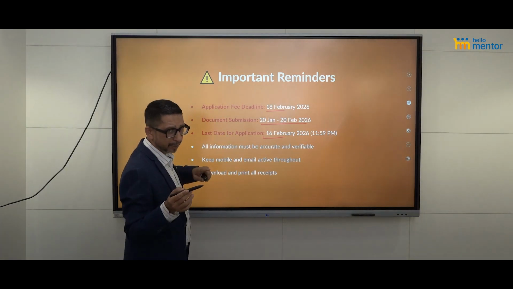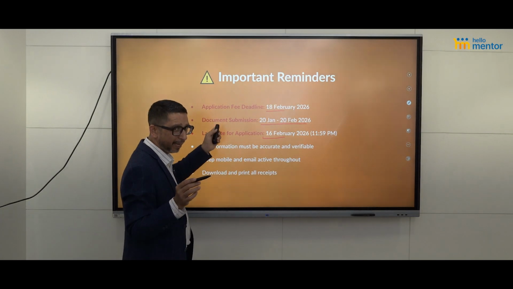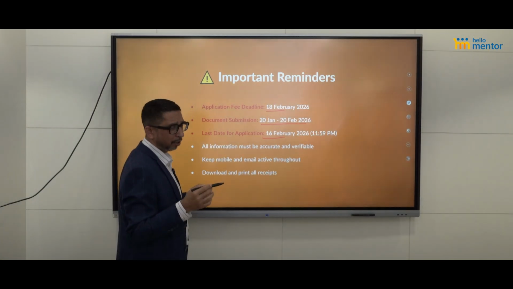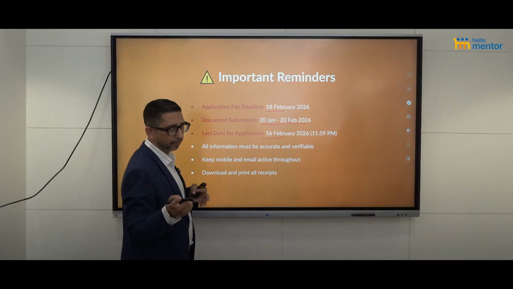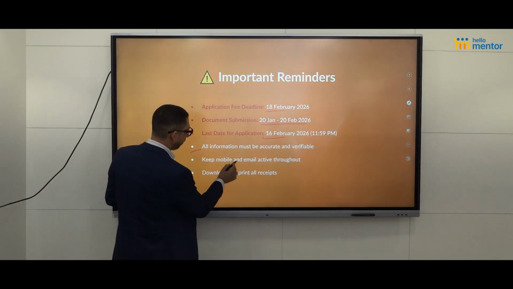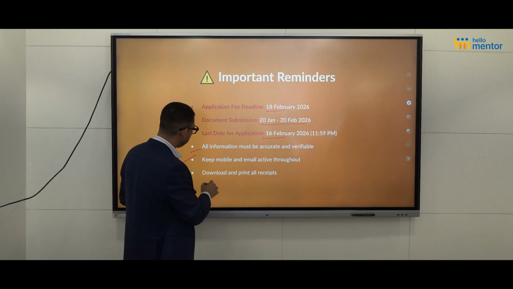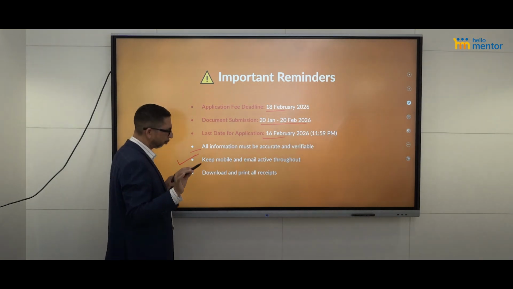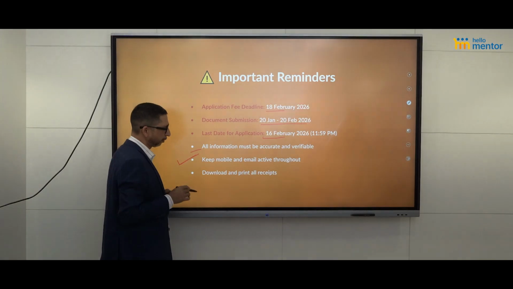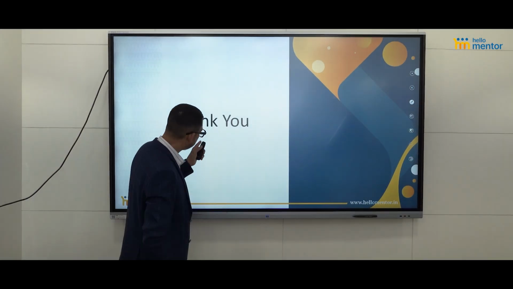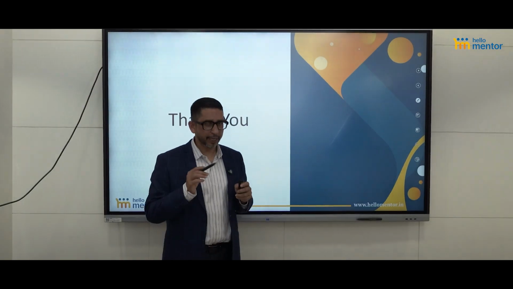For offline documents, which are for clauses apart from A and Y, you will have to go to the KEA office, or you can get some offline document verification done from the colleges also. All information, this is done. Keep mobile and email active throughout, this is important. Whatever mobile number or email ID that you have given should be active throughout the counseling process, till the time you get admission. And download and print all receipts. This is very important.